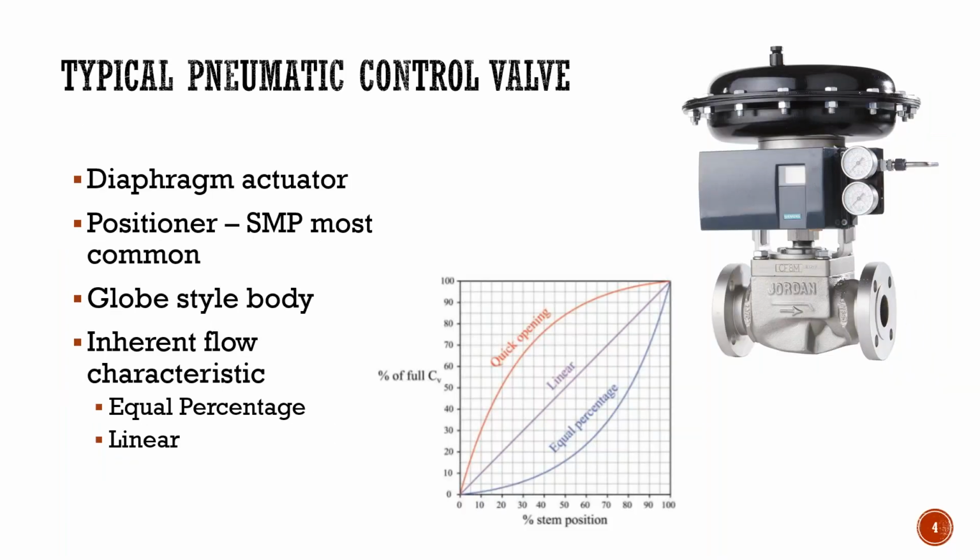A typical pneumatic control valve consists of a diaphragm actuator, a positioner, a side mounted positioner being the most common, and a globe style body and plug. The inherent flow characteristic is generally either equal percentage or linear. And again, that's the inherent characteristic.